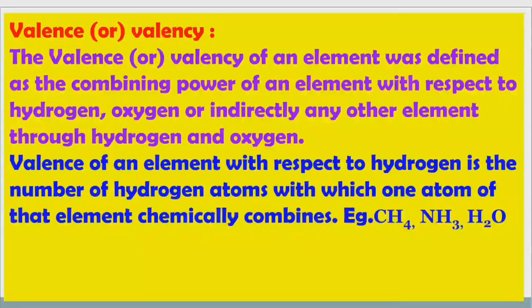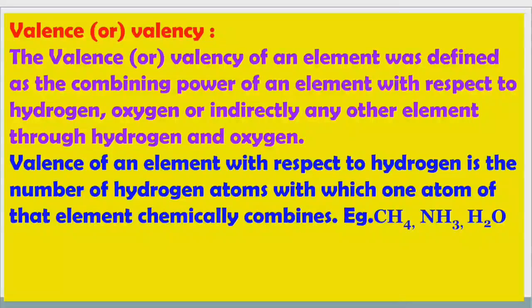So, with carbon, 4 hydrogens can form bonds. So, carbon valency is 4. Valency is nothing but the number of hydrogen atoms. If you observe the ammonia formula NH3, with nitrogen, 3 hydrogens are bonded. So, nitrogen valency is 3. If you observe the water molecule H2O, with oxygen, 2 hydrogens are bonded. So, oxygen valency is 2.